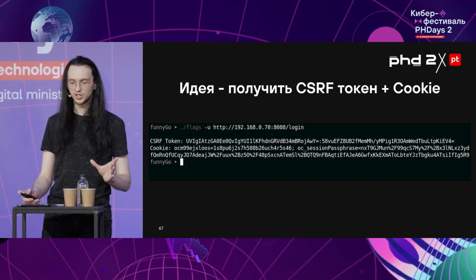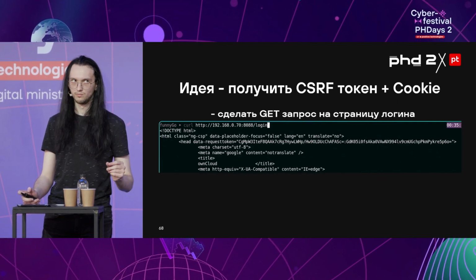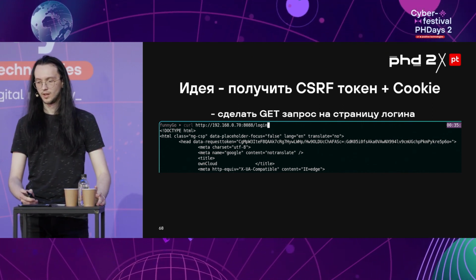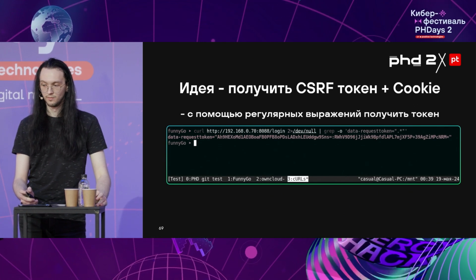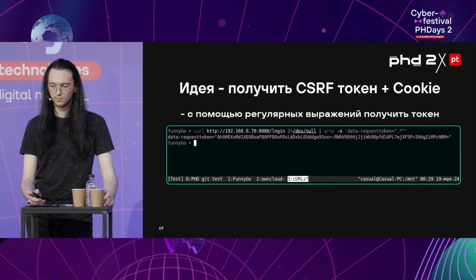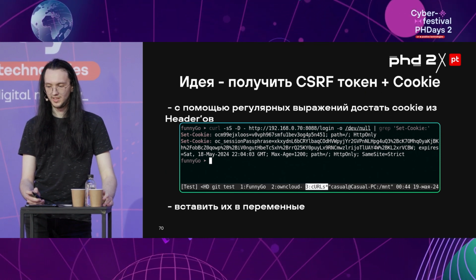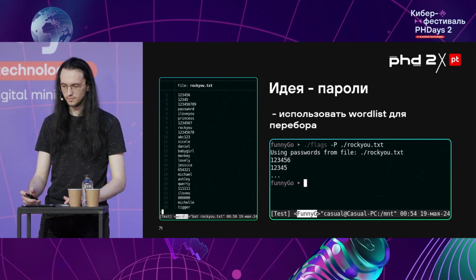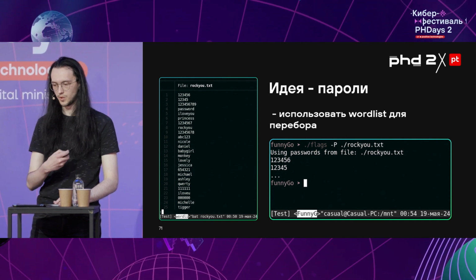So we just have this link with the CSRF tokens and cookies. Then we send a request for the logging. For this, we need to use some Linux commands. Then we use the grabber to see whether we need the token for the login page. And then we use the regulars to get the cookies from the headers, and then we enter them into the variables. We also need lists.